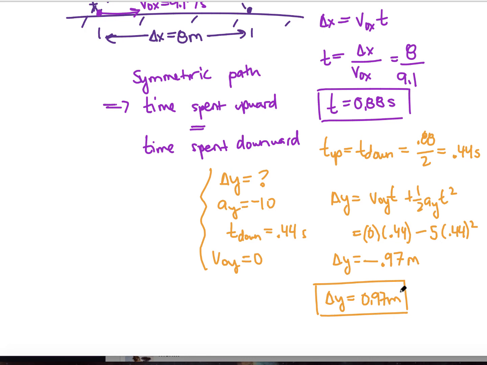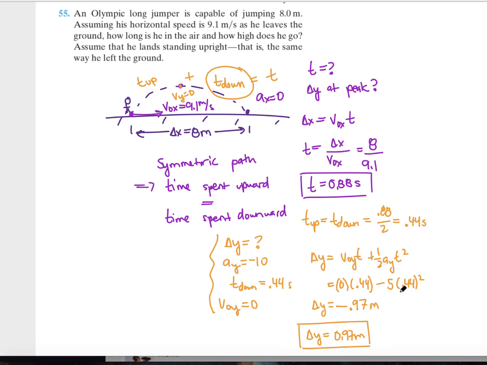which, if you think about it, actually makes pretty good sense for a long jumper. They are only going about 1 meter into the air in order to actually travel 8 meters horizontally.